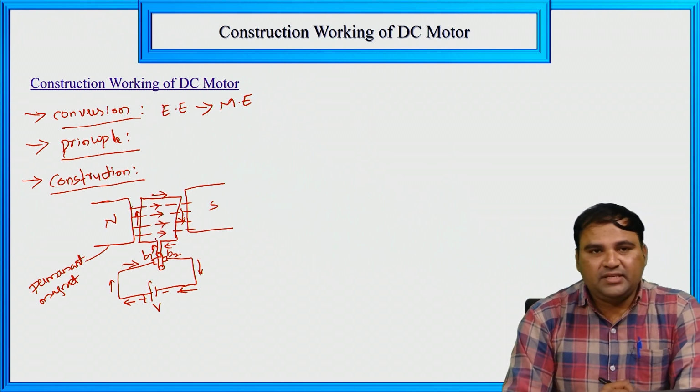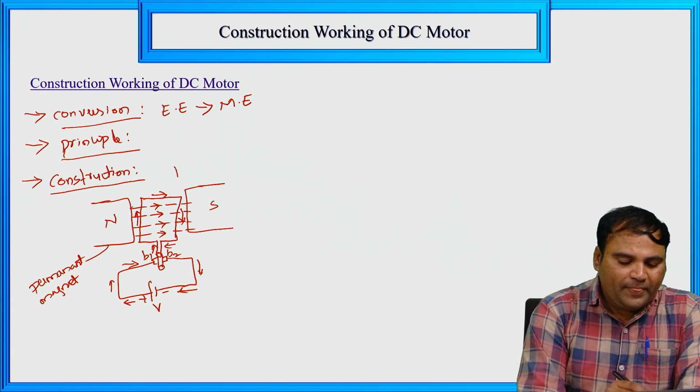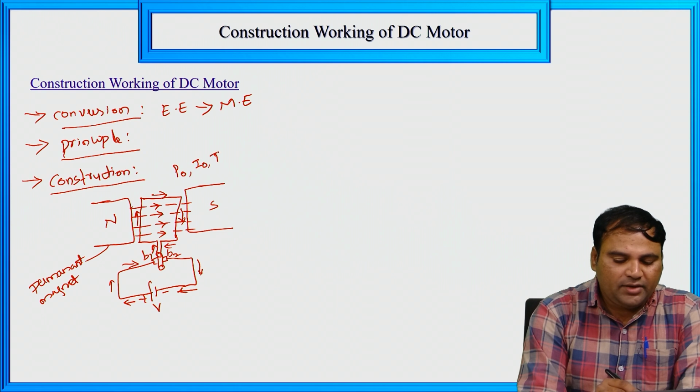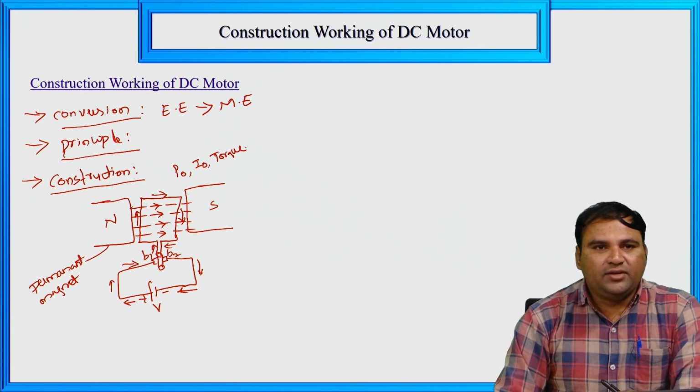If the flux is induced, automatically the coil will start to rotate. If the coil starts to rotate, we'll get the output power, output current and torque.